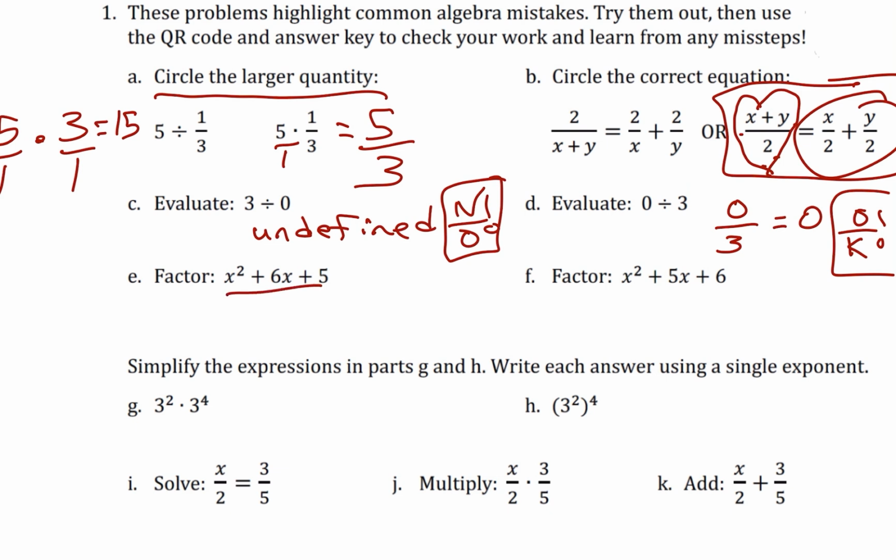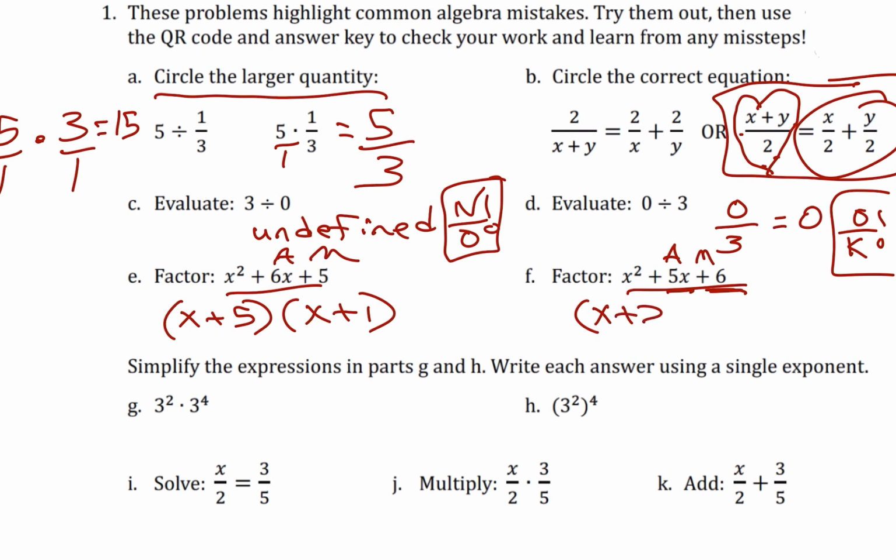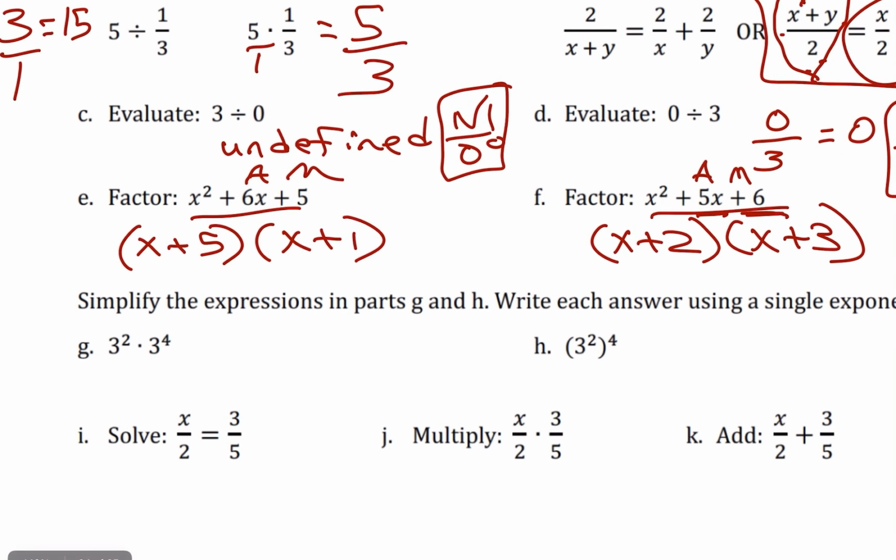Okay, the reason that these two are here is these are very commonly mixed up. Remember, we are adding to 6 and multiplying to 5 to factor this. So the two numbers that work are 5 and 1, so you have x plus 5 and x plus 1. Whereas here, we're multiplying to 6 and adding to 5. So we add to 5, multiply to 6. The two numbers that work there are 2 and 3. So this would factor as x plus 2 and x plus 3. And remember, it doesn't matter which parentheses you put first. Okay, let's go to G.